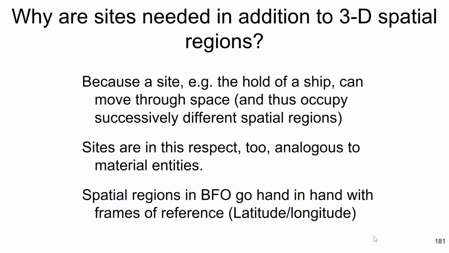Now, we have sites on the one hand, and we have 3D spatial regions. And some people think that sites are really just 3D spatial regions. But the reason why we need to distinguish between these two is that sites can move through space. So the cargo hold of a ship, when the ship moves across the sea, moves. So this very same site is now in this spatial region and now in that spatial region.